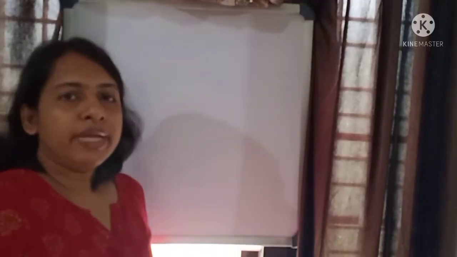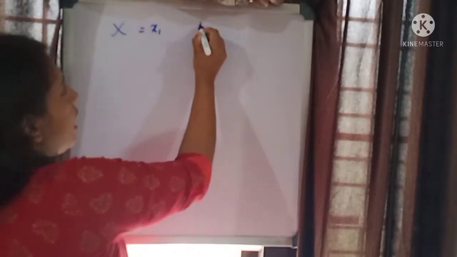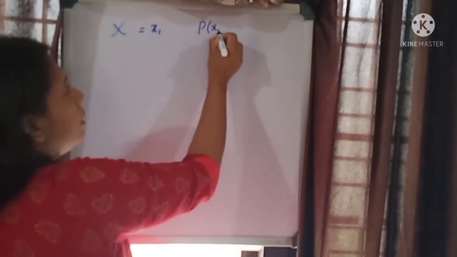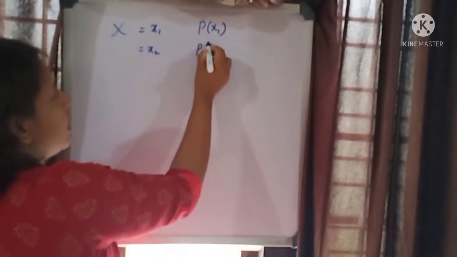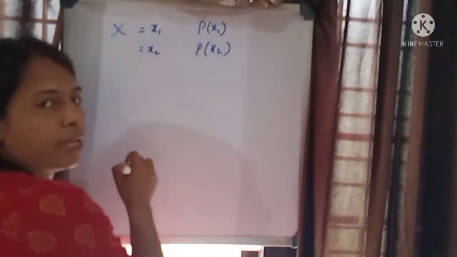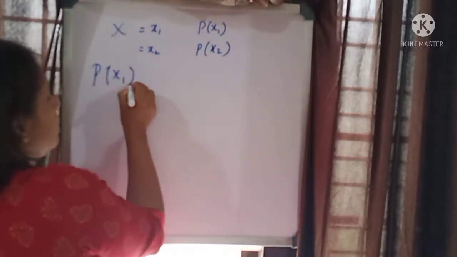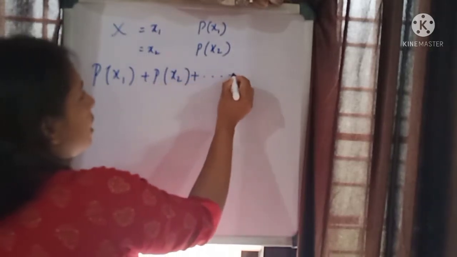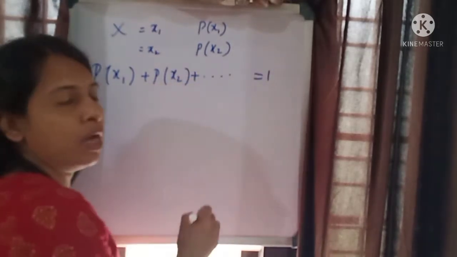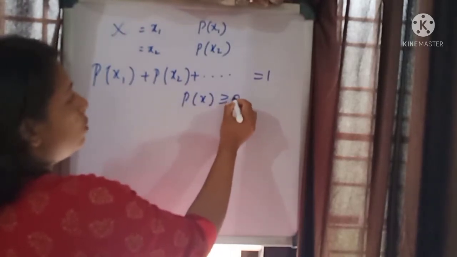When x takes the value x1, we have the corresponding probability p of x1. When x takes the value x2, we have the corresponding probability p of x2. And also p of x1 plus p of x2 plus etc. is equal to 1. Also, p of x is greater than or equal to 0.